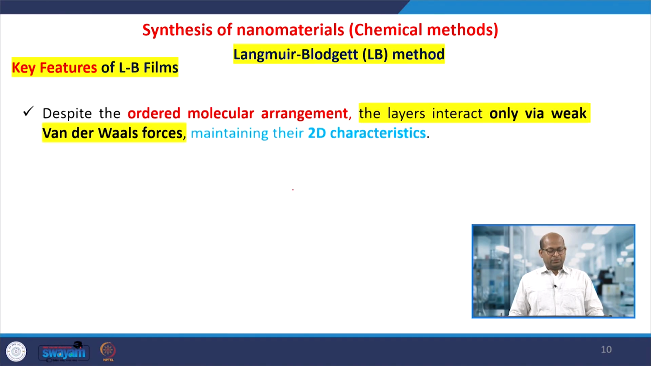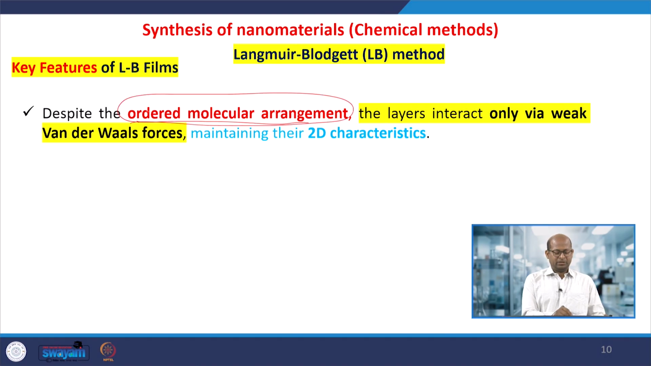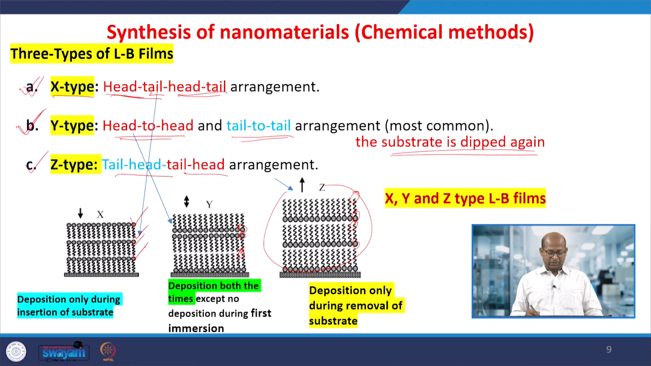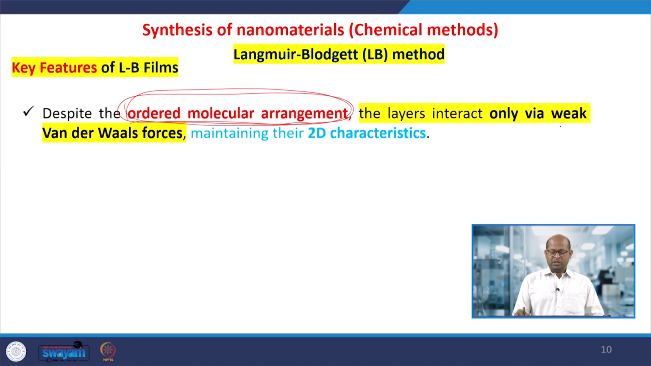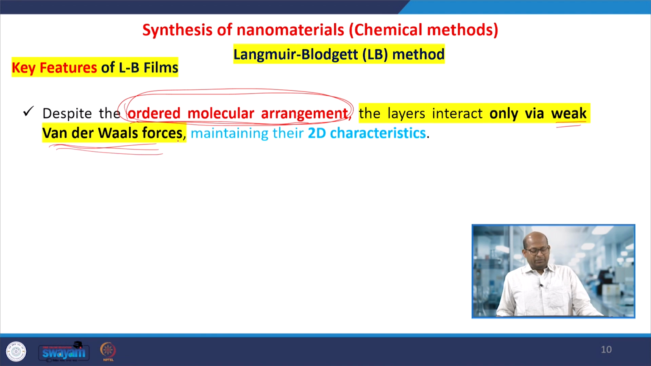Okay. So now the key features of this particular LB type of film, or Langmuir-Blodgett type of film formation. So here is the deep molecular order, the molecular arrangement. In this way we can orderly arrange the molecules that we want to form the layers. Here you can see one molecule and another amphiphilic molecule interacted, and that type of film is orderly arranged.